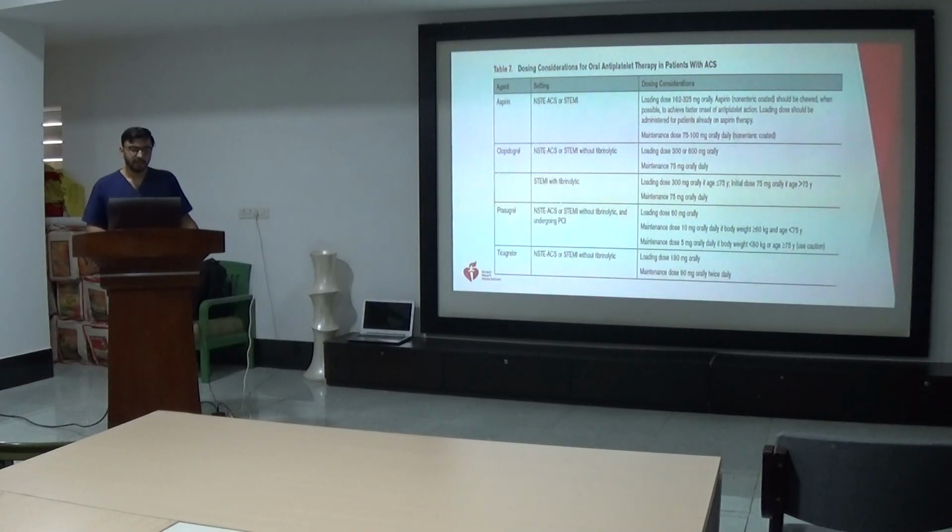Clopidogrel as well as prasugrel and ticagrelor. Clopidogrel is less potent as compared to prasugrel and ticagrelor, which are more potent, with rapid onset of action. But sometimes the profile of the patient is like old age, bleeding tendency, altered creatinine status. According to the scenario, we choose that antiplatelet agent.